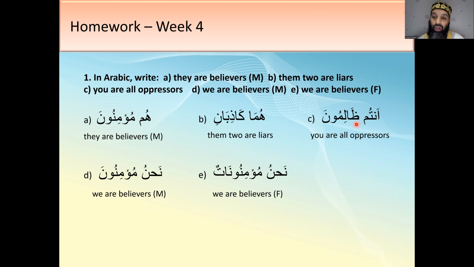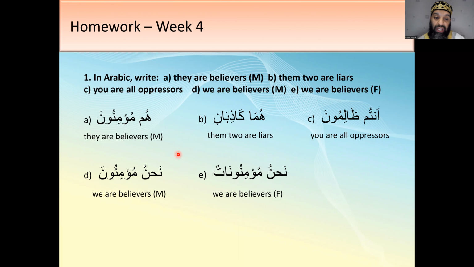C, you all, antum, you all, antum zalimuna. This is plural here, antum, you all, zalimuna, you all are oppressors. You'll notice that these are all marfu. I'll come on to that inshallah.